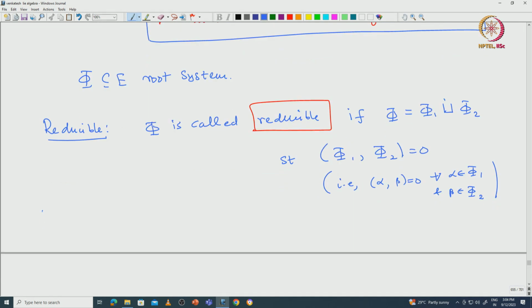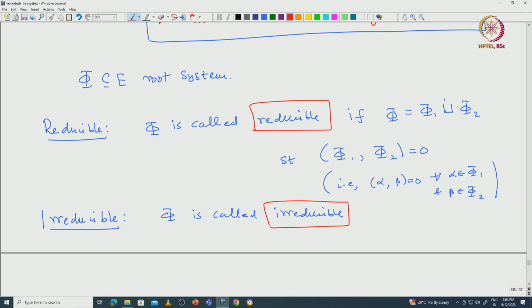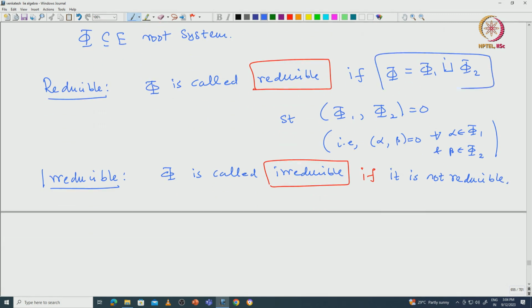So, now we are ready to define what is called an irreducible root system. An irreducible root system, by definition, is one which is not reducible. So, phi is called irreducible if it is not reducible. That means whenever you write phi as a disjoint union of phi 1 and phi 2, then there exist alpha in phi 1 and beta in phi 2 such that the inner product of alpha and beta must be non-zero. So, that is what irreducibility means.